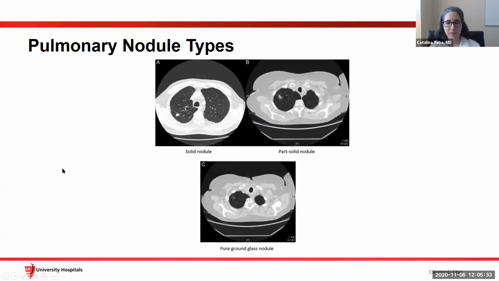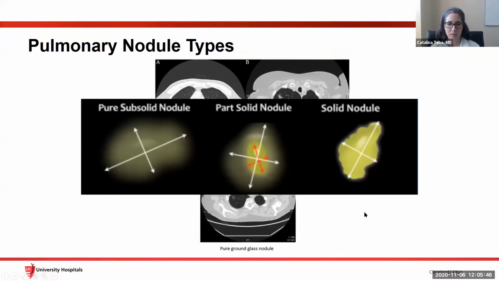So pulmonary nodules, there are different types. This slide shows you that there are solid lung nodules, part solid lung nodules, and pure ground glass nodules. Please click for the next image. And here you see the pure ground glass lung nodules. You can see through them. Part solid lung nodules have a solid component and a ground glass component. The radiologists often measure those. And then you have solid lung nodules. You can't see through them. Next slide, please.